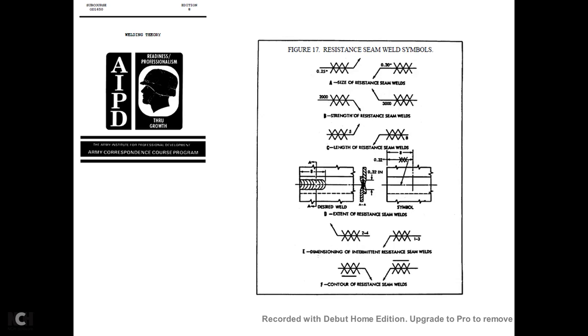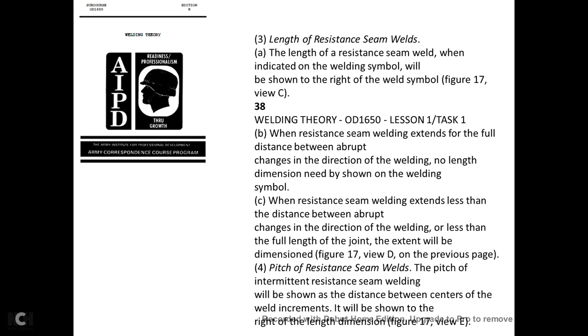Figure 17 shows the resistance seam welding symbol. A. The size of the resistance seam. B. The strength of the resistance seam weld. C. The length of resistance seams. D. The extent of the resistance seams. E. The dimension of the intermittent resistance seams. F. The contour of resistance seam welds.